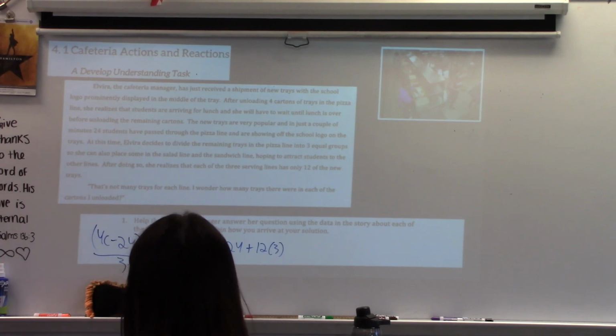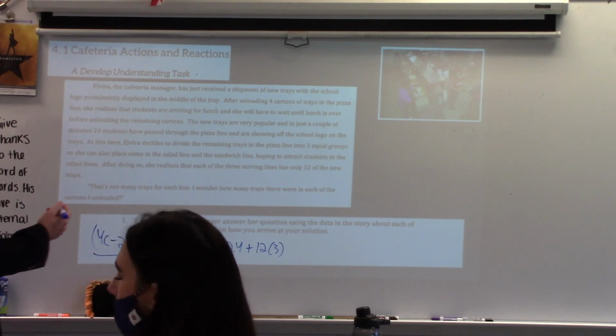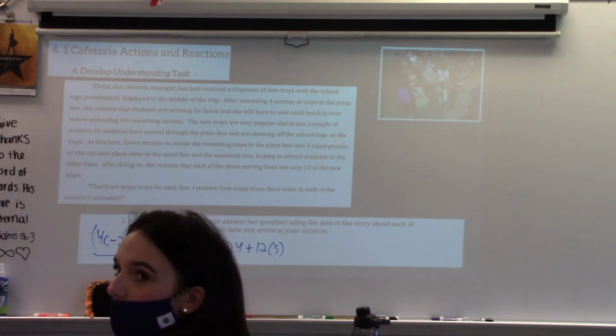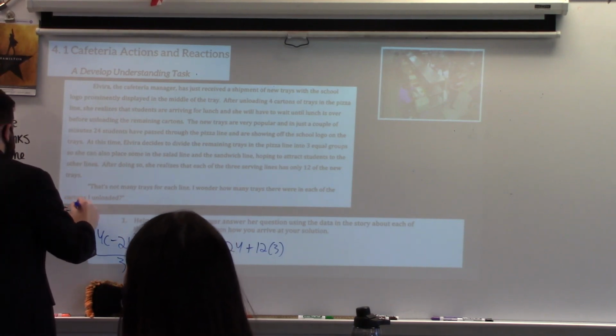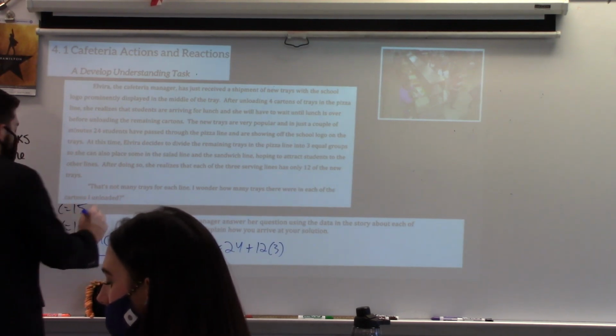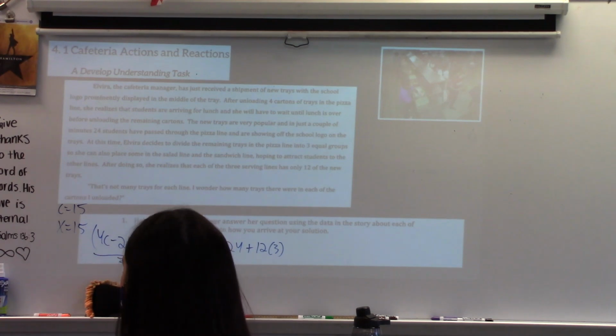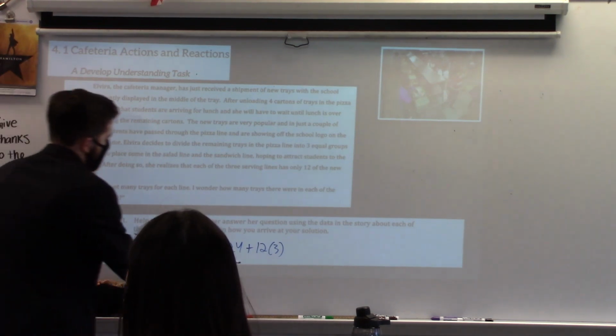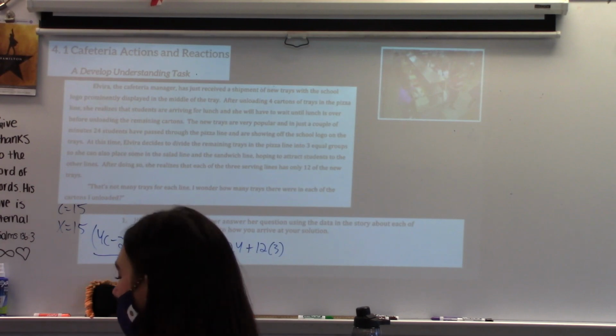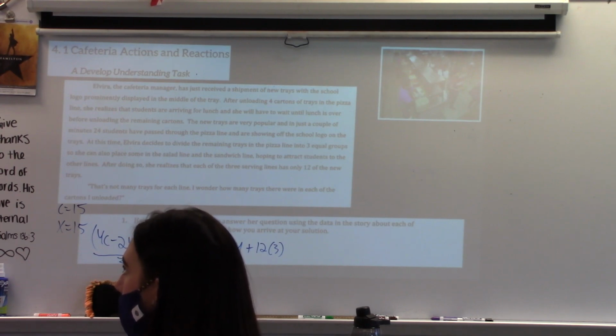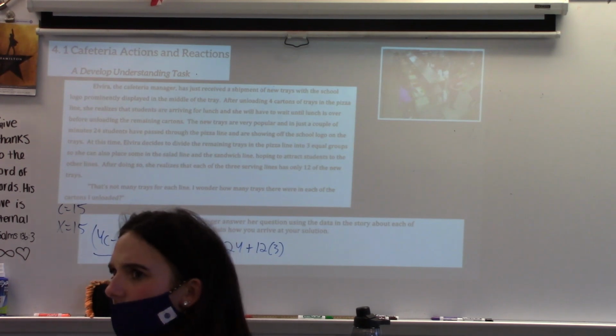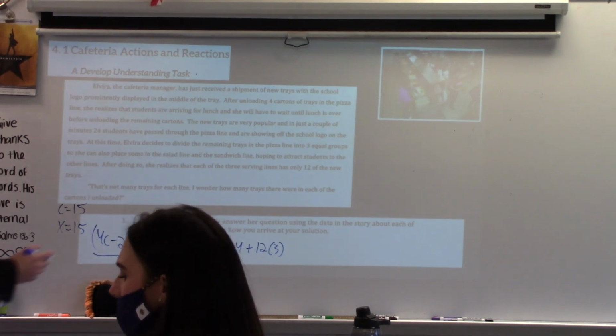So what did y'all both get? 15. C equals 15 or x equals 15, whichever variable we decide to use. Y'all both got 15, right? So if these two equations look different, but they get you the same solution, what is the word for that? Equivalent. These are equivalent equations.